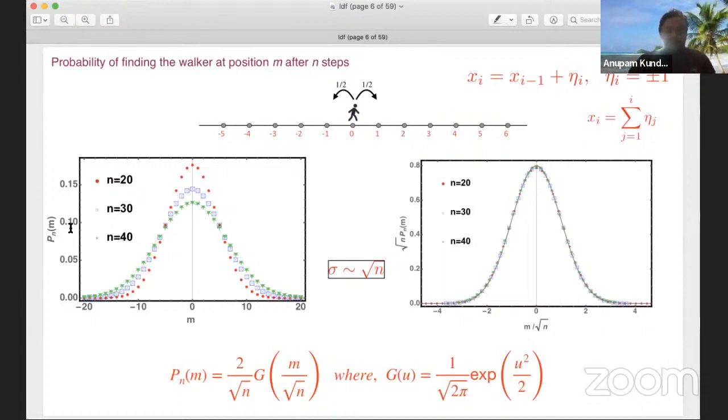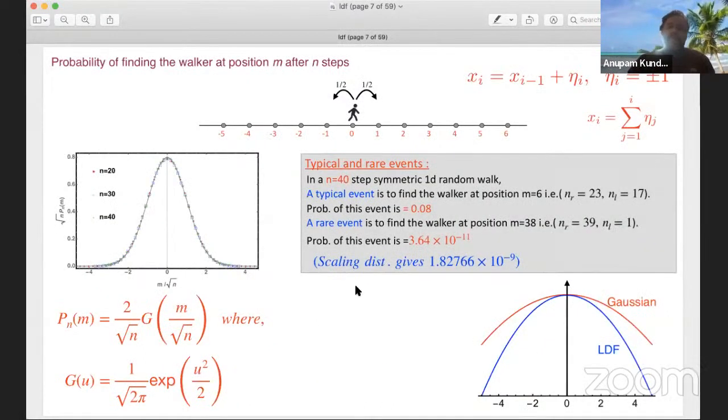However, if we plot this distribution with some scaling, for example, if we multiply by square root n on the y-axis and divide by square root n on the x-axis, all these curves fall on top of each other. There is a data collapse, and the square root n is the standard deviation of the displacement of the walker. This collapsed curve is Gaussian. So this property is captured by the fact that this distribution possesses a scaling form, and the scaling distribution is Gaussian. Good, very good. But this Gaussian distribution cannot describe all the events. It can only describe typical events.